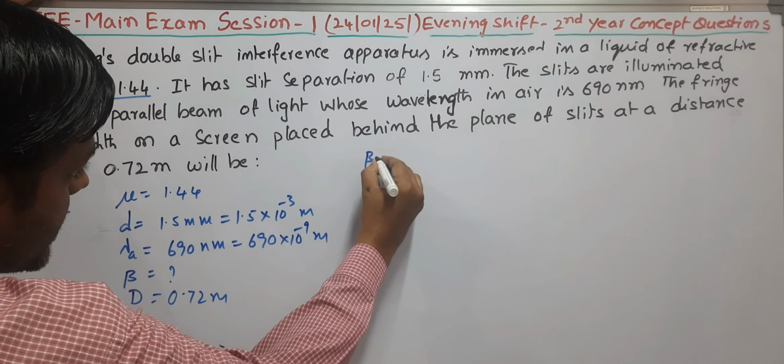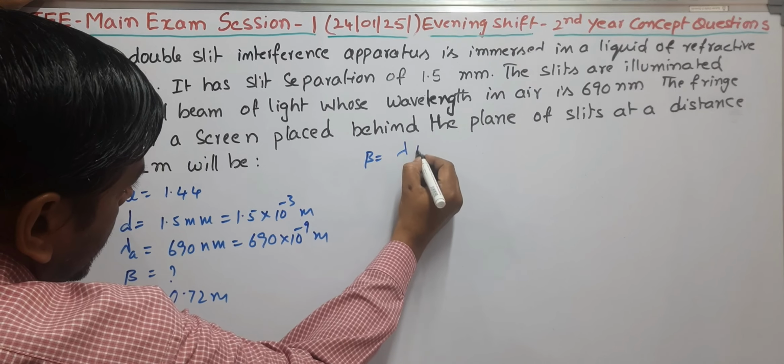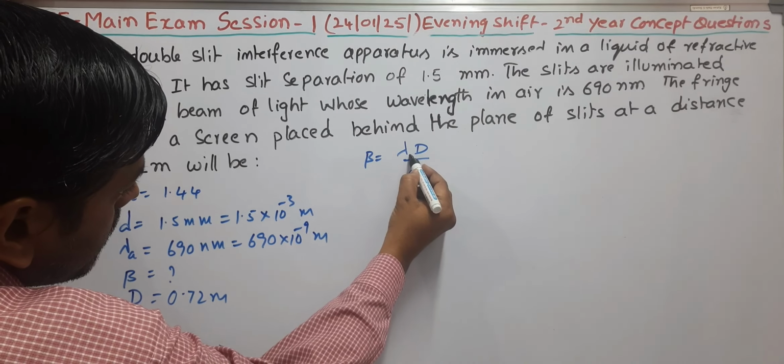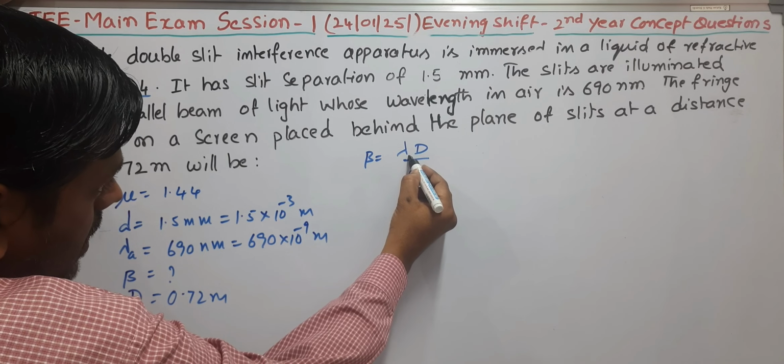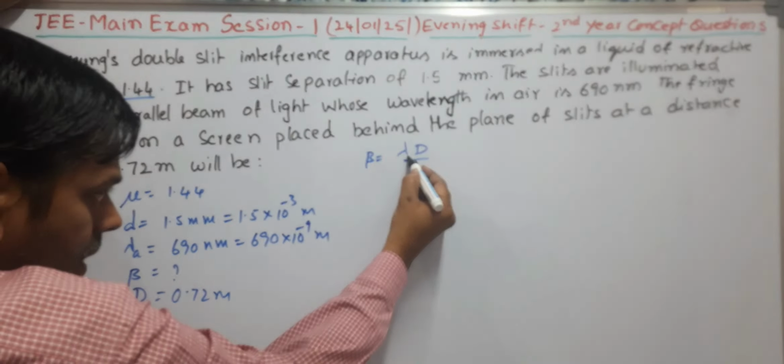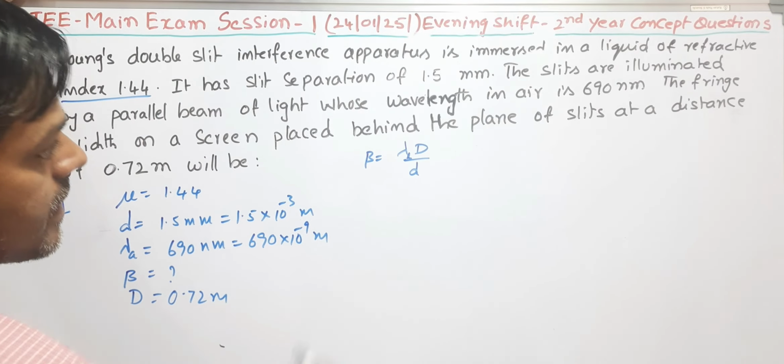You know what the fringe width is. Beta is equal to lambda D by d, isn't it? Here, lambda is the wavelength of light in the liquid.